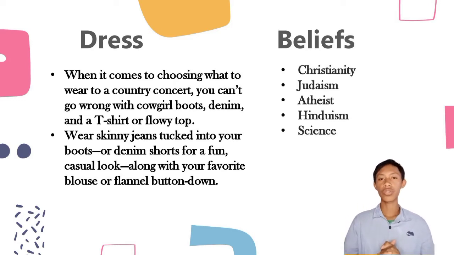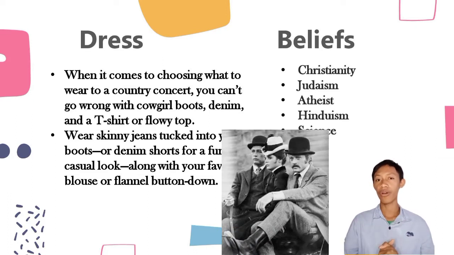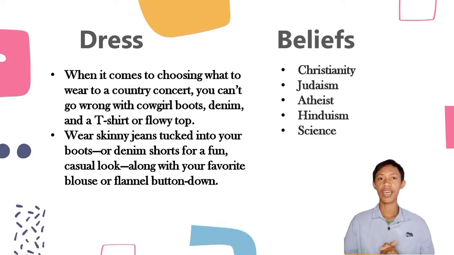When it comes to choosing what to wear to a country concert, you can't go wrong with a cowboy or cowgirl outfit, denim and a t-shirt or flowy top. Wear skinny jeans tucked into your boots or denim shorts for a fun, casual look along with your favorite blouse or flannel button down. And the beliefs are Christianity, Judaism, atheism, Hinduism, and especially science, because Western people are very into scientific thinking.